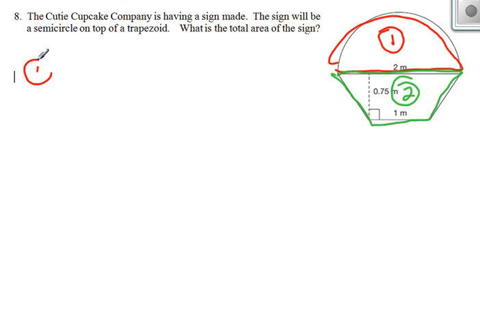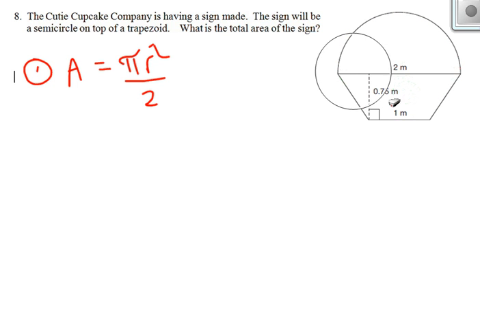Let's do the area. So a semicircle. The area of a circle is pi r squared. So a half circle is pi r squared divided by 2. Now what's the radius of the circle? So radius is halfway through the diameter. And let me clean up my diagram so we can clearly see.